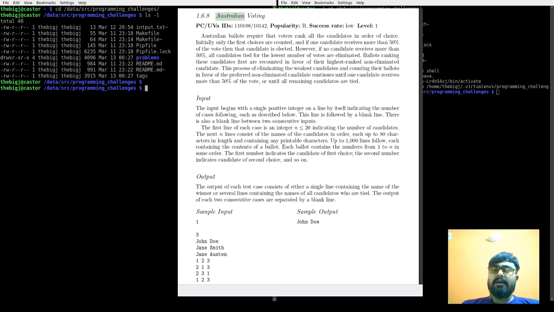I tried other forms of solving problems earlier. Firstly, I solved the 3n plus 1 problem. Yesterday, I solved the trip problem, and today I'm trying to solve the Australian voting problem. I don't know the complexity of this problem, and let me see. The programming language I will use is Python.